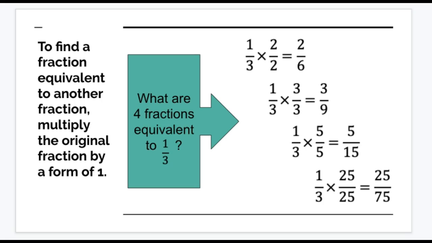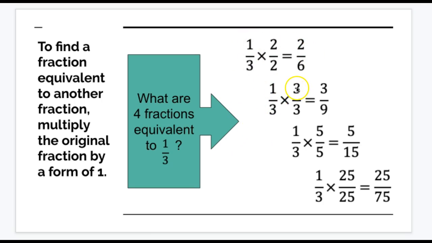So if I'm looking at this slide right here, we have the fraction 1/3. It says that we're going to multiply that by a fraction version of 1. And what do you mean by a fraction version of 1? 2/2, 3/3, 4/4, 5/5, 6/6. Those are all fraction versions of 1. So if I multiply this by 2/2, 1 times 2 is 2. 3 times 2 is 6. So the equivalent of 1/3 is 2/6.